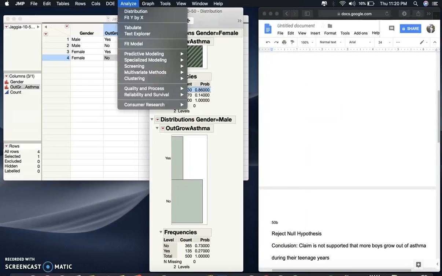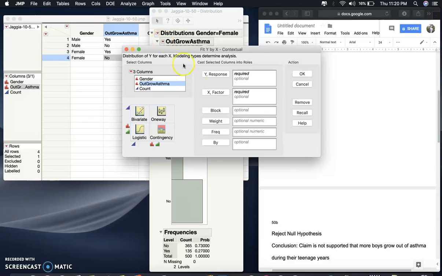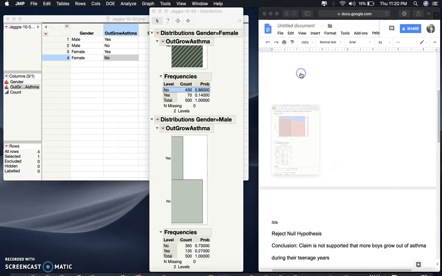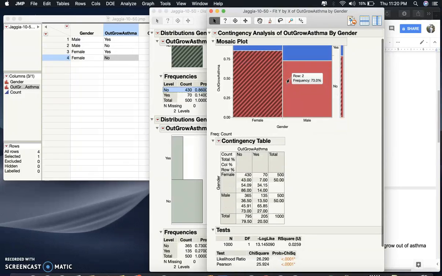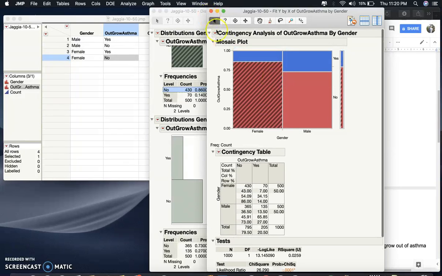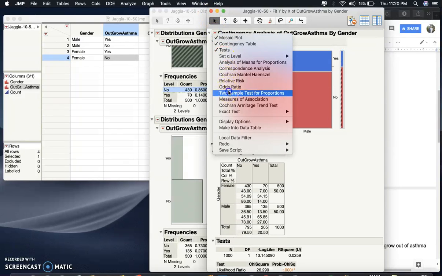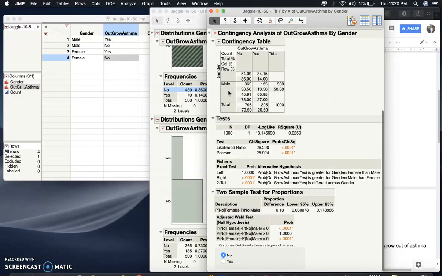To test the significance, we're going to go to Analyze again and go to Fit Y by X. We're going to put outgrow asthma for the Y, gender for the X, and count for frequency, just like before. When we click OK, we come to this mosaic plot, and from here we're going to do a 2-sample test for proportions. We're going to click on yes because we're trying to see the proportion of people who grow out of asthma.